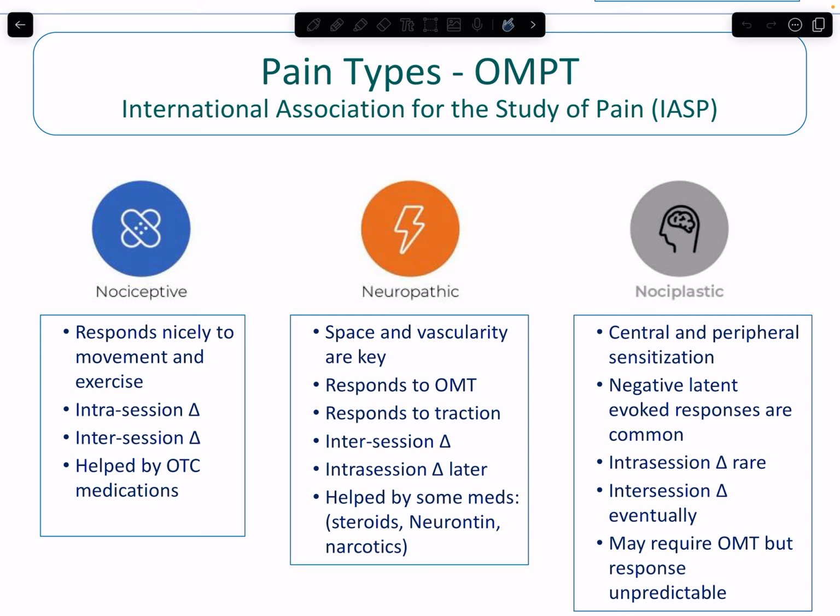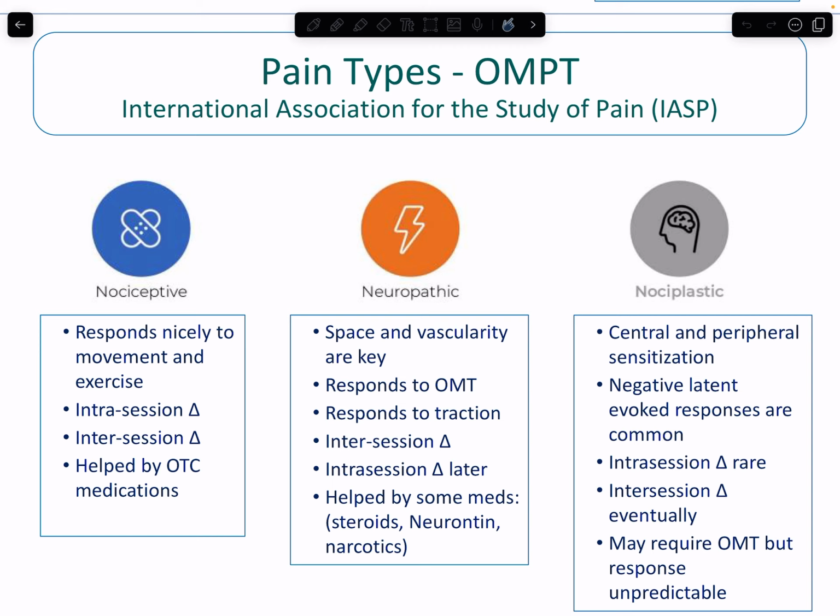Intersession change is rare. You don't get, "I treat them and like, oh, thank God, I feel so much better." Intersession change happens eventually. You'll see an improvement over time. They, in most cases, require orthopedic manual therapy procedures, but their response is unpredictable. So the thing that is tough here is that's not who we see in the clinic.